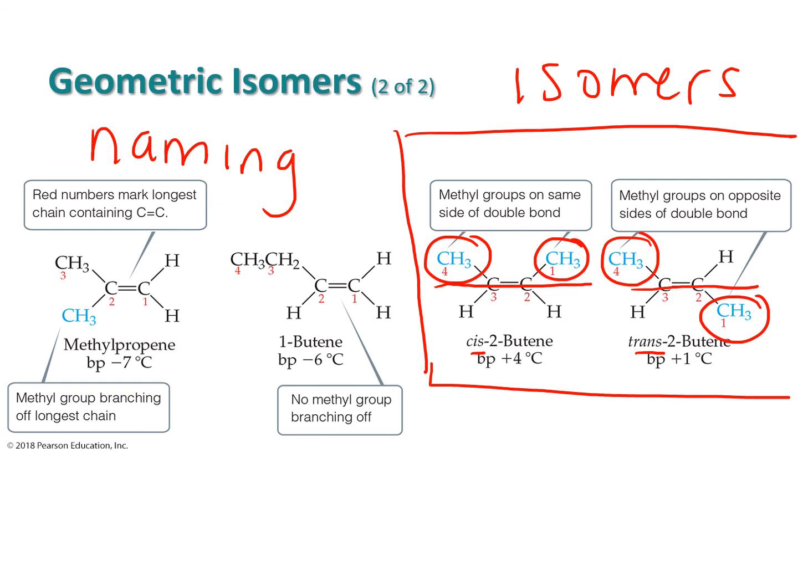And it does translate in the same way that structural isomers, the differences translate to their physical properties. You do have that same situation. So here the boiling point is 4, here the boiling point is only 1. Here this is showing you the naming and how you have to have the chain include your double bond.